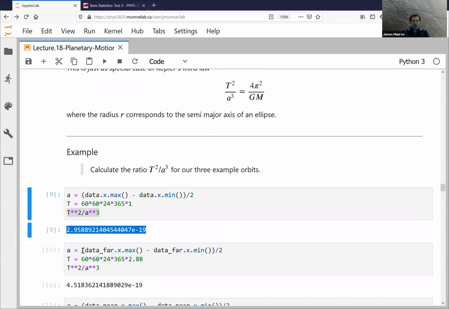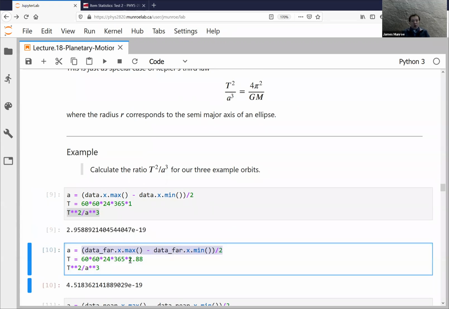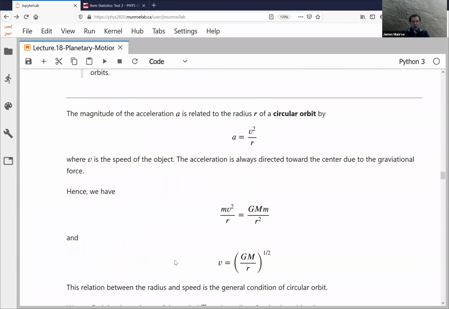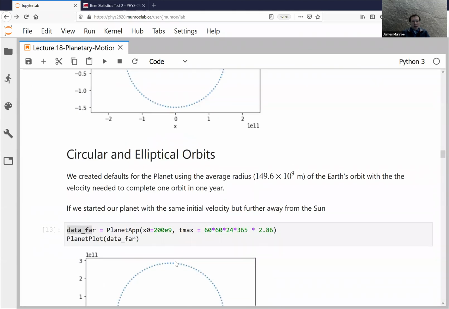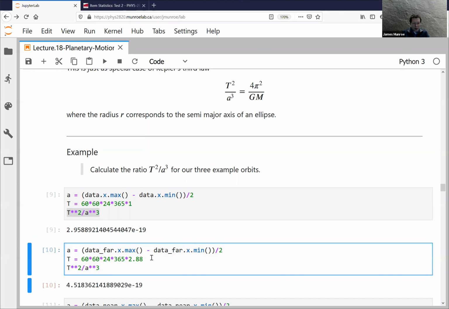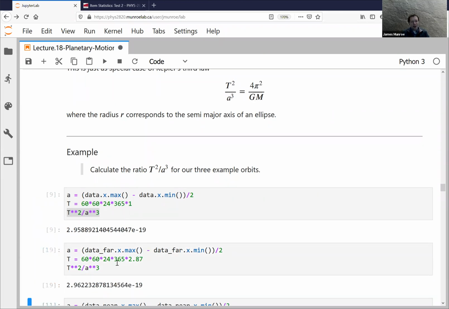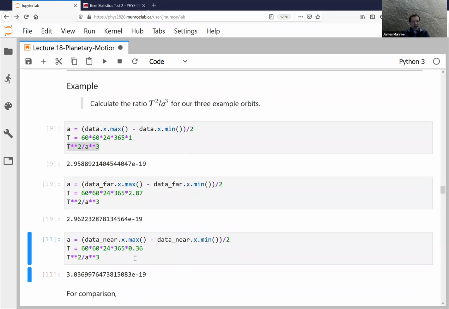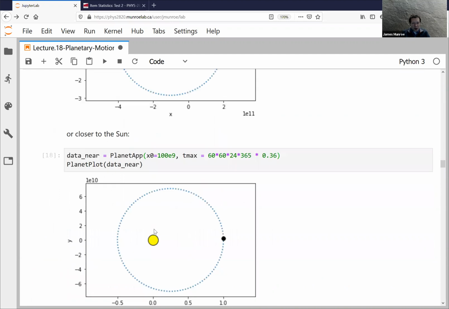If I do it for the one that started far away and I run it for 2.88 years, I get another number. Is that the number I got? I'm going to go back and check. Maybe it's 2.86. We're going to go with 2.87. And then for this third one, the one that's near, I think we came up with a time, I did it before, 3.36, but what did I do this time? Yeah, 0.36.